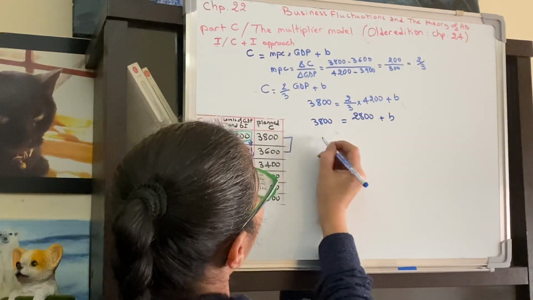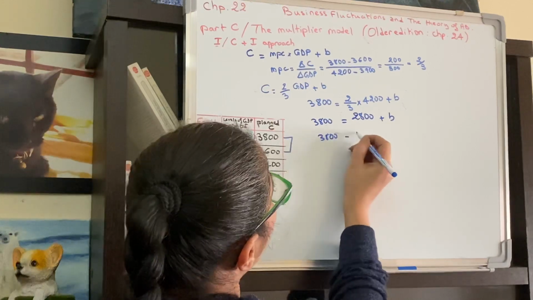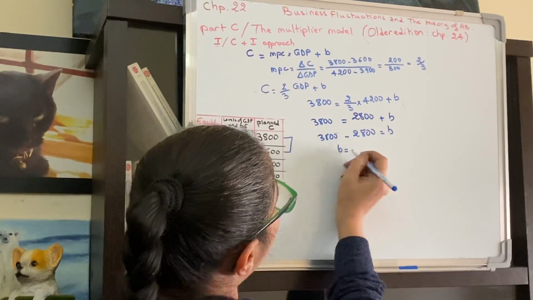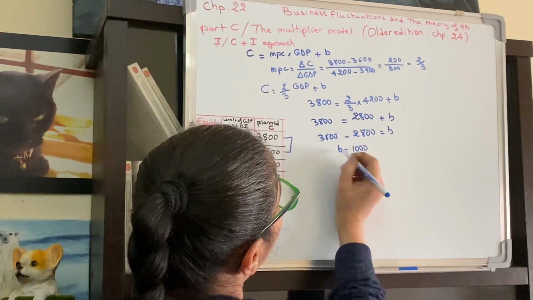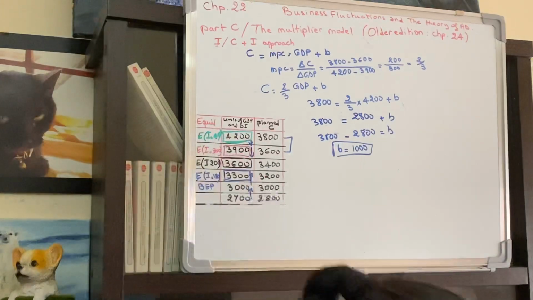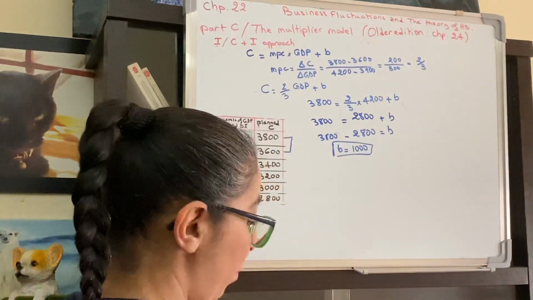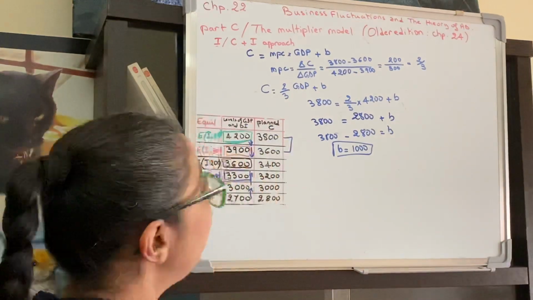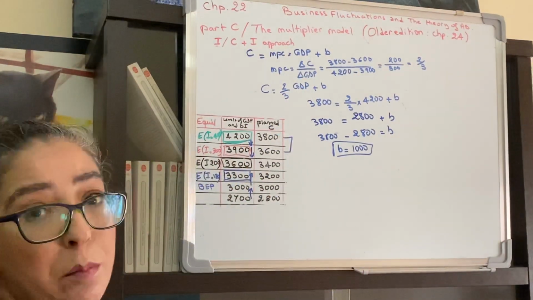3,800 minus 2,800 is equal to B. So B is equal to 1,000. Agreed? Yeah, I think I used the calculator. Now let's rewrite my C function. Take a screenshot because I need my board.